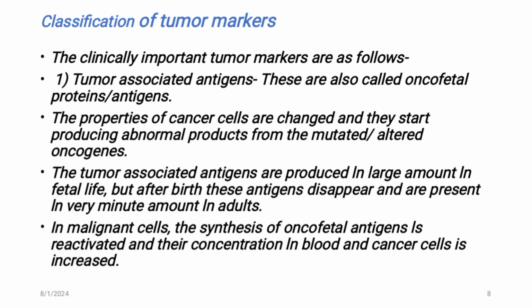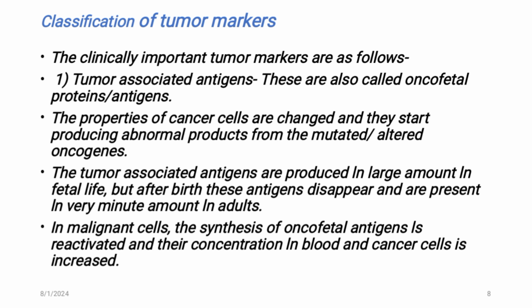The tumor associated antigens are produced in a large amount in the fetal life, but after the birth, these antigens disappear and are present in a very minute amount in the adults. Oncofetal antigens are produced in the fetus in an increased amount. But when the fetus grows and the person becomes an adult, up to that time these are present in a very minute amount in the body. So they are present in the body, but in a very small amount.